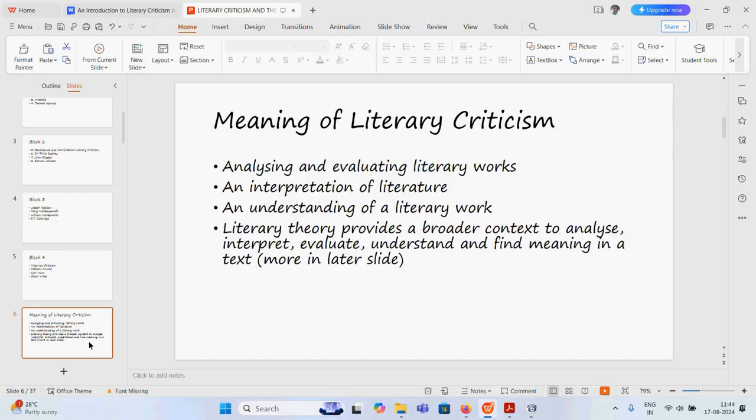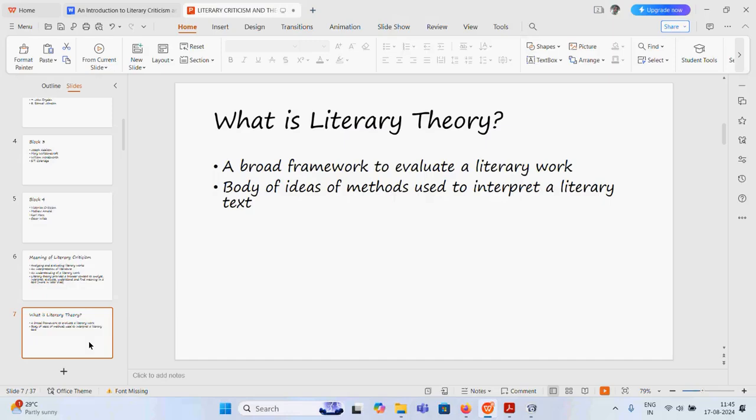On the other hand, literary theory provides a broader context to analyze, interpret, evaluate, understand, and find meaning in a text. We are going to discuss both literary criticism and theory in the slides to come. What is literary theory? It is a broad framework to evaluate a literary work, or we can say it is a body of ideas and methods used to interpret a literary text.